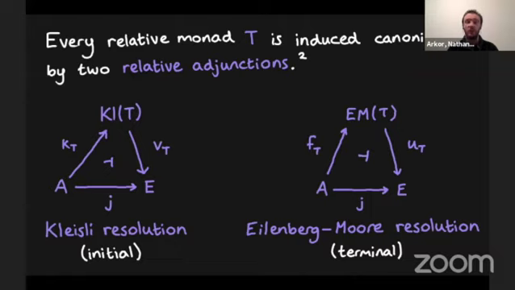Now, every monad is induced canonically by two adjunctions, the Kleisli adjunction and the Eilenberg-Moore adjunction. Similarly, every relative monad is induced canonically by two relative adjunctions, the Kleisli relative adjunction and the Eilenberg-Moore relative adjunction. These are respectively initial and terminal in the categories of relative adjunctions inducing the monad.